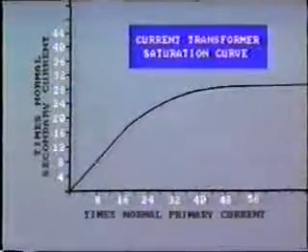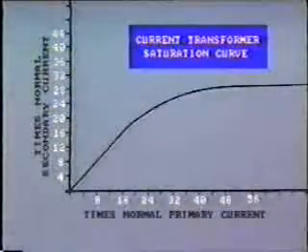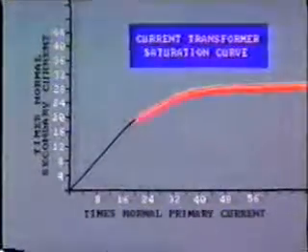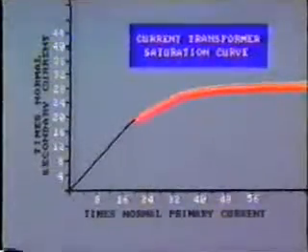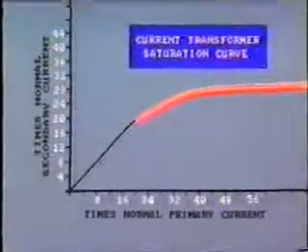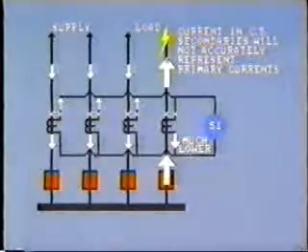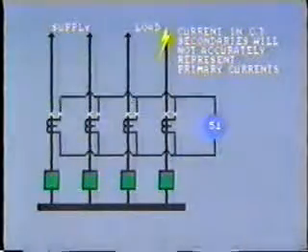This is especially true if the CT on line number 4 becomes saturated due to the heavy current flow. You'll remember we discussed saturation of the iron core in an earlier tape. This saturation curve shows that for current flows over 20 times rated, the secondary current is no longer in proportion to the primary. The secondary current on this saturated CT will be much lower than the sum of the secondary CTs 1, 2, and 3. The resulting imbalance would look like a bus fault and cause the relay to operate.